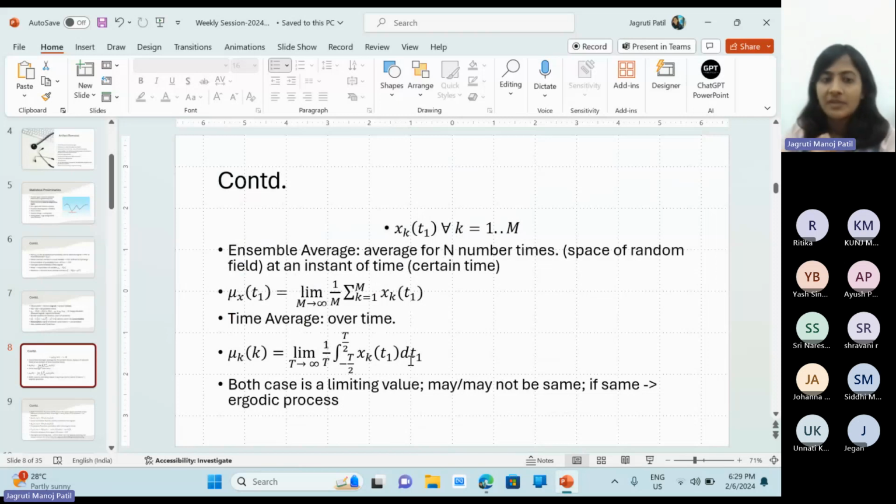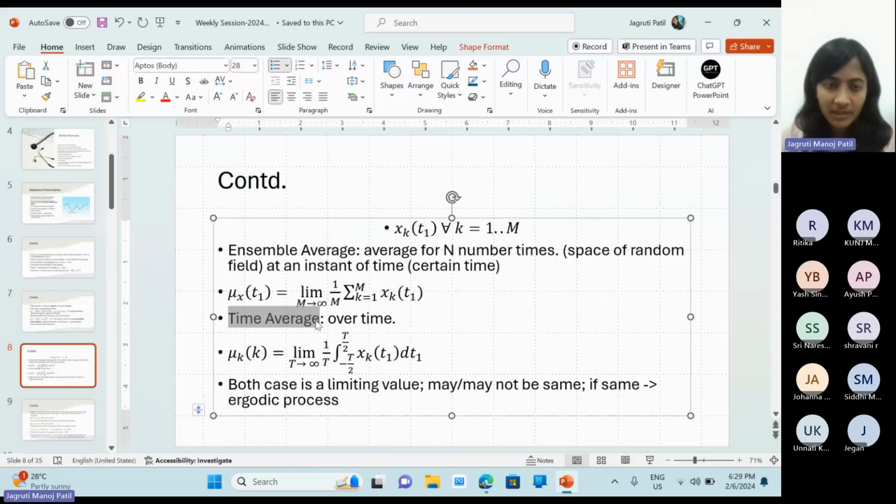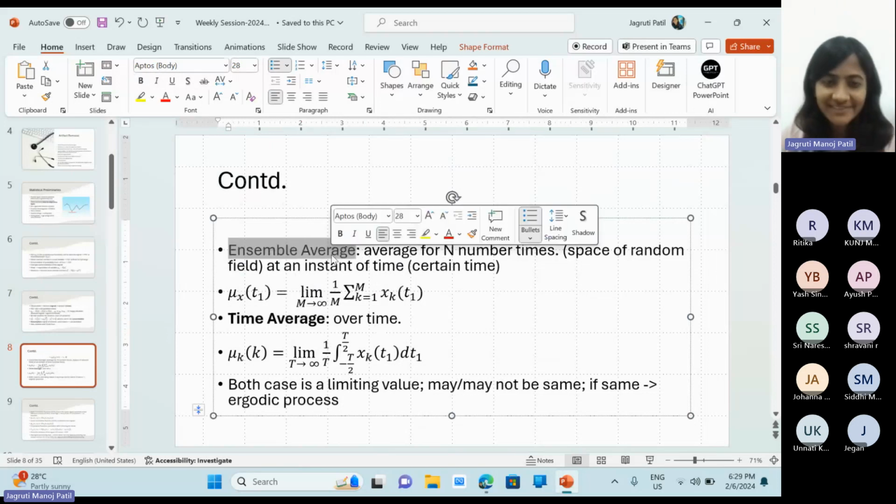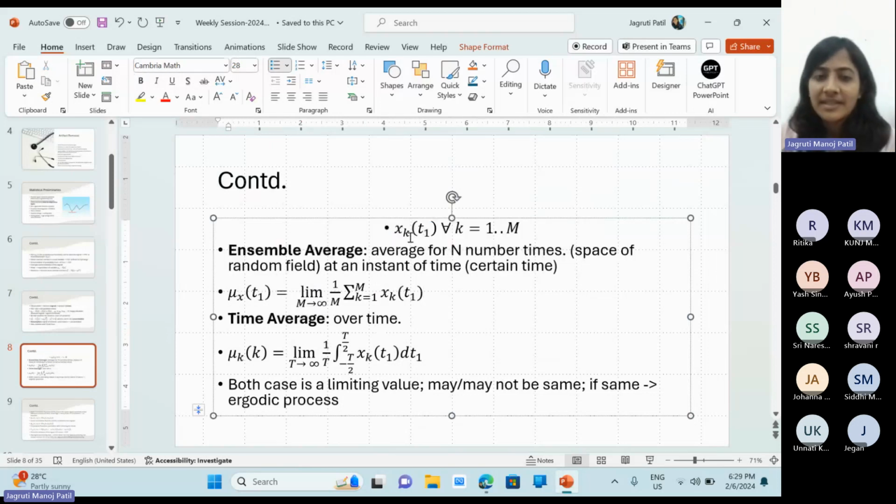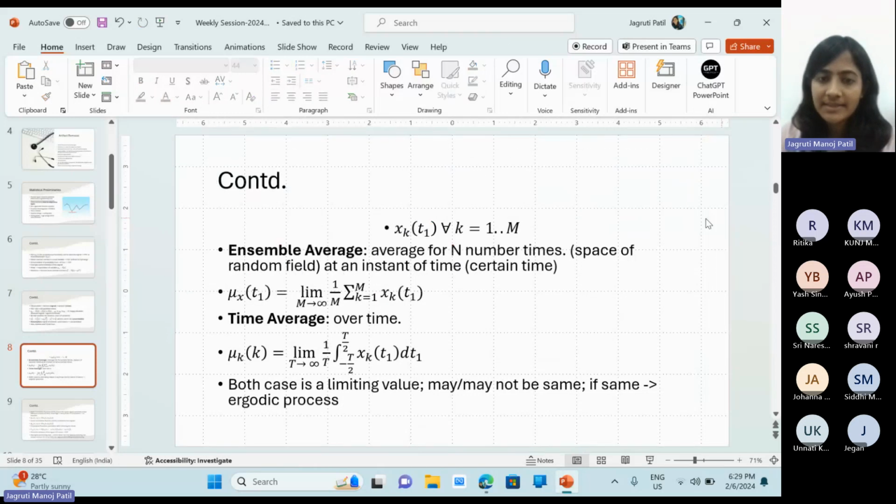So there are two types of averaging here. First is ensemble averaging, next is time averaging. Let me explain both of them so that it's very obvious. Let's say we have a signal x of k at a particular time instant t, where k varies from 1 to m. I'll just give you a basic definition, then you have to tell me what both of them actually are.